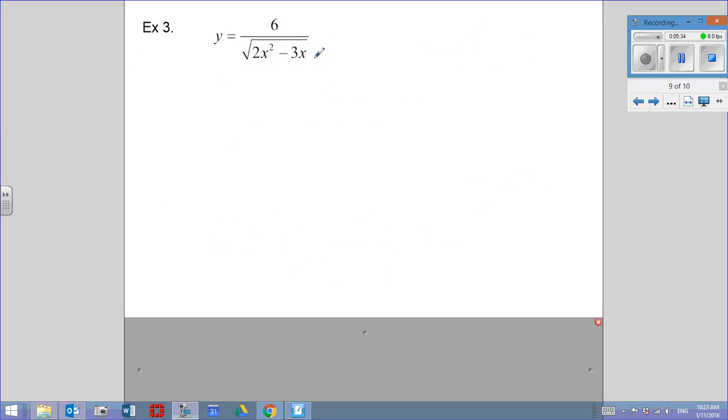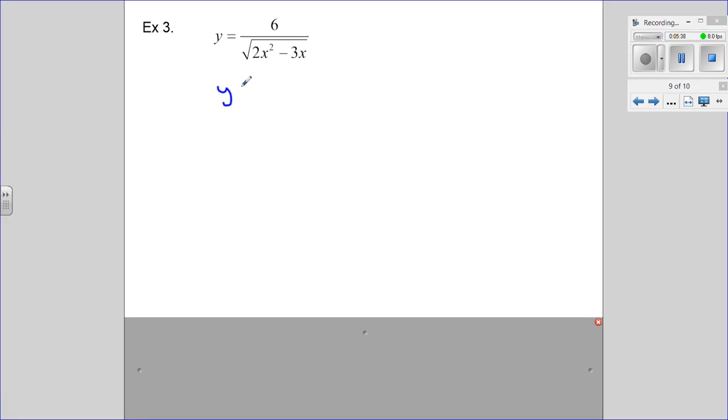For this third example, we have to do a little bit of work before we actually begin to take the derivative. So I'm still going to call this y because it's not the derivative yet. But what we notice is that we have a square root in the denominator, and I want it to be brought up to the numerator, just like we were doing with our simpler expressions last week. So 6, I'm going to bring this up. So 2x squared minus 3x is raised to the 1/2 power, but negative 1/2 because it's in the denominator.